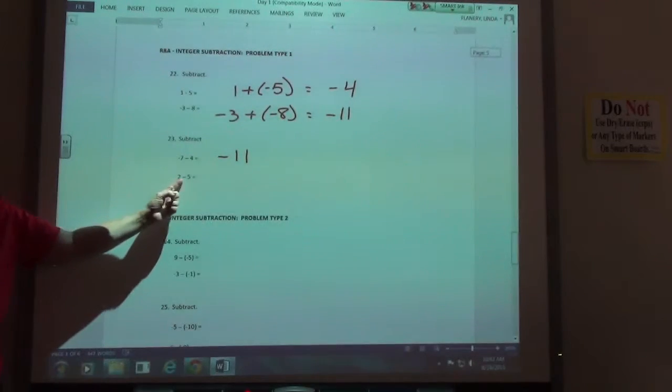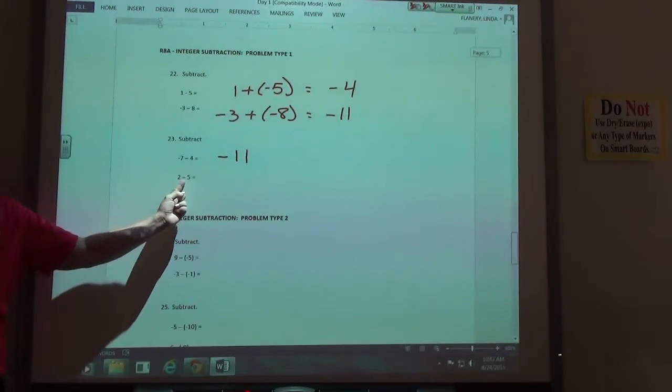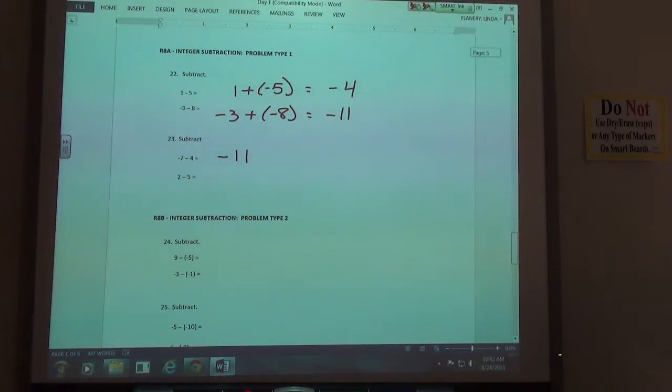Here I have 2 minus 5. One is positive, one is negative. Subtract and take the sign of the larger. So -3.